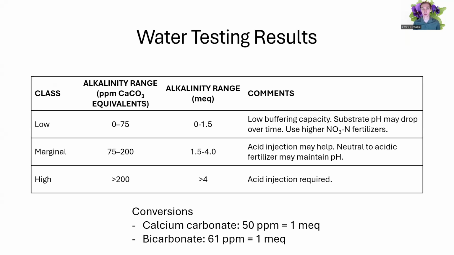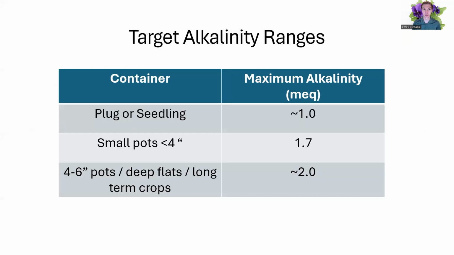When we have low buffering capacity, substrate pH may drop over time, and using a more basic fertilizer that's higher in nitrates can be used to help amend that. You have marginal, where acid injection may help, and a neutral or acidic fertilizer to maintain a substrate pH can be used. When we get high alkalinity, greater than 4 milliequivalents, acid injection is going to be required in order to drive that pH into the target range.